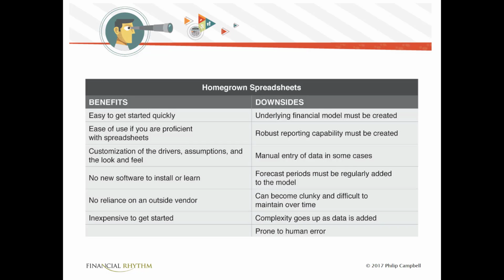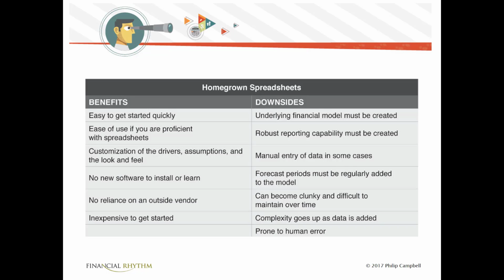Okay, the downside though is that the underlying financial model has to be created. If you download the example we're going to look at, some of that logic is built in, but you're going to have to make a number of changes and tweaks in there to make the P&L and balance sheet fit how you're setting yours up. So there's going to be some work involved in making sure the financial model stays together. You have to create a robust reporting capability because it's not just built in. There's manual entry of data in many cases. The forecast periods have to be regularly added to the model in the homegrown spreadsheet scenario.